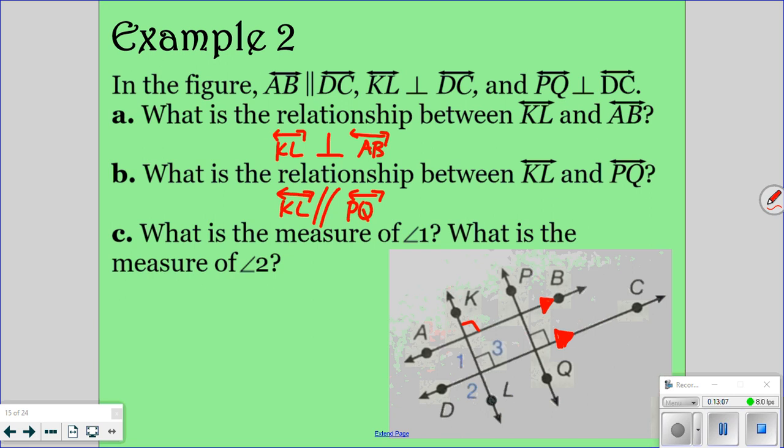Okay. Now it asks for the measure of angle 1 and the measure of angle 2. If you look here, angle 3, this is a right angle, so that means that 3 is equal to 90 degrees. So angle 1 is also going to be equal to 90 degrees, and angle 2 is going to be equal to 90 degrees, because all four of these angles are going to be 90 degrees.